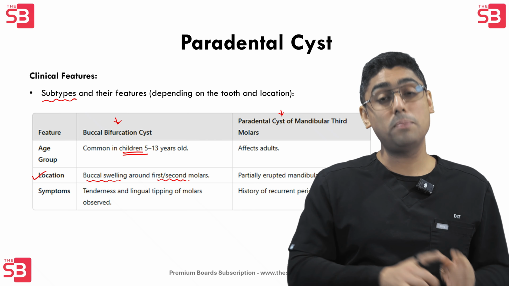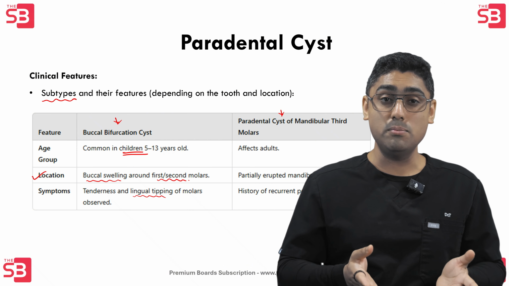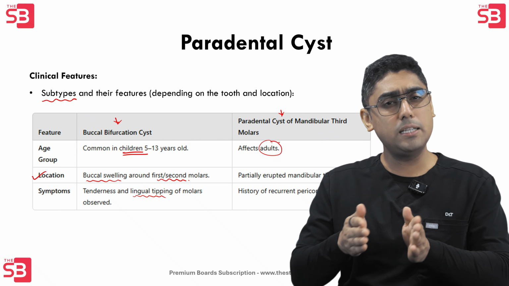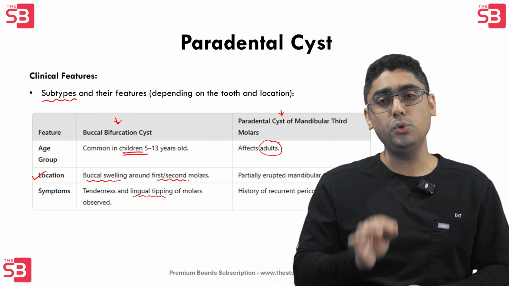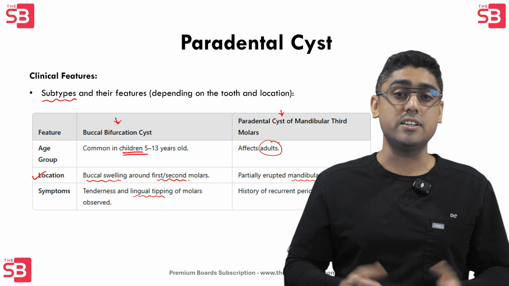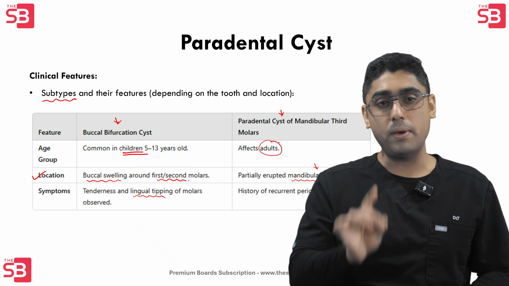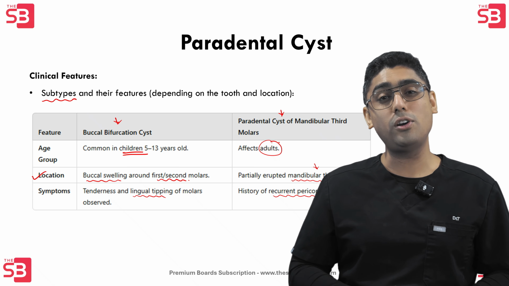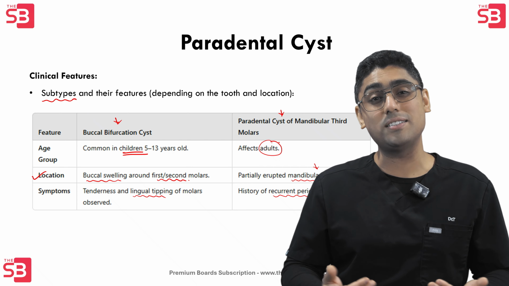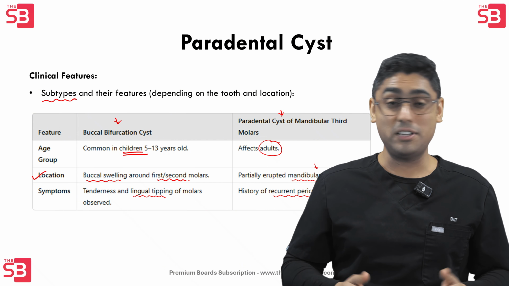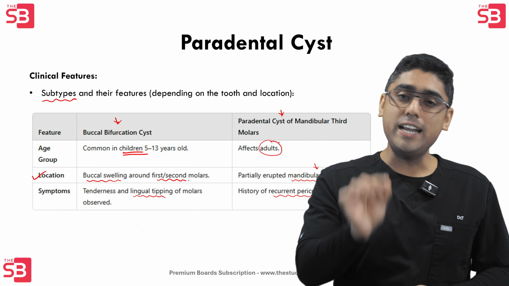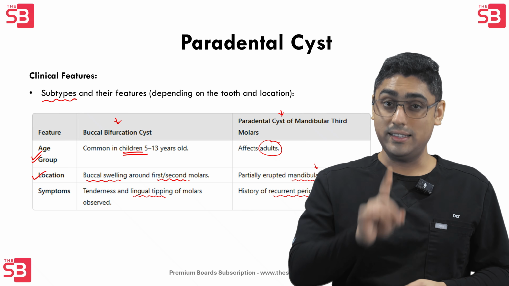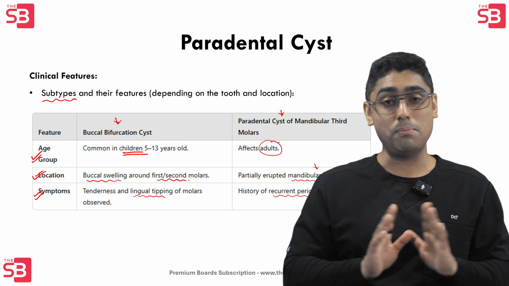In contrast, the paradental cyst of the mandibular third molar is an adult lesion. So age is important here. It forms beside the partially erupted wisdom tooth, usually along the distal surface, and it's strongly linked to recurrent pericoronitis. Patients often report intermittent pain, and periodontal probing shows deep pockets created by chronic food impaction and ongoing inflammation. So to make the right diagnosis, remember the differences are in age, location, and clinical presentation, and that's key for accurate identification and management of this case.